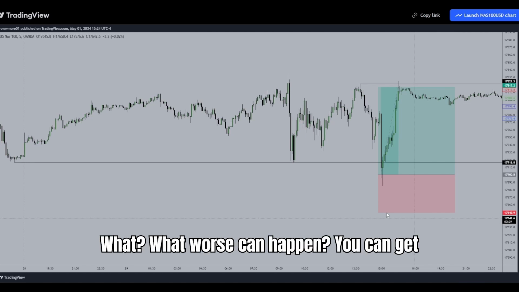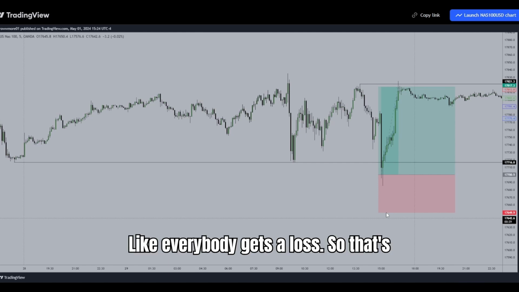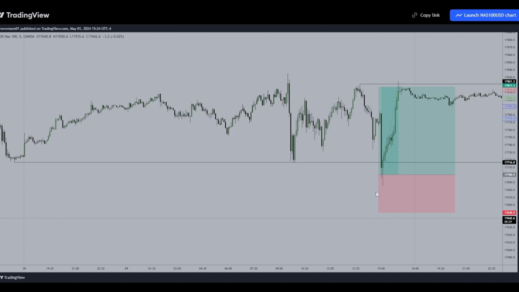What worst can happen? You can get a stop loss, or you can get a 1% down, or a 0.5% down. That's not a big deal, everybody gets a loss. So that's why just place your limit.